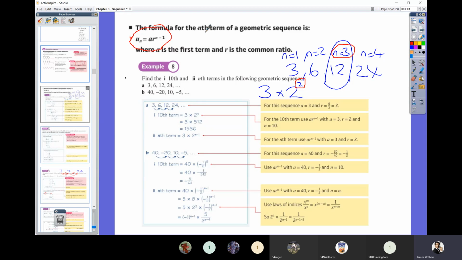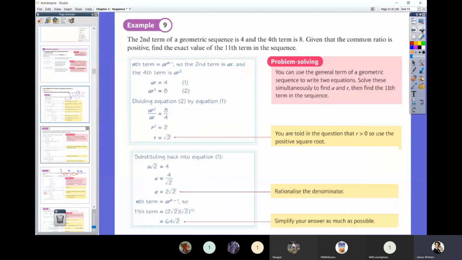So the formula for the nth term of a geometric sequence is this. If you're working out the third term, then it's the power of R to the 3 minus 1, which is 2. If you want to work out the 10th term, you would have a power of 9, and so on. So that takes you through example 8 and example 9.